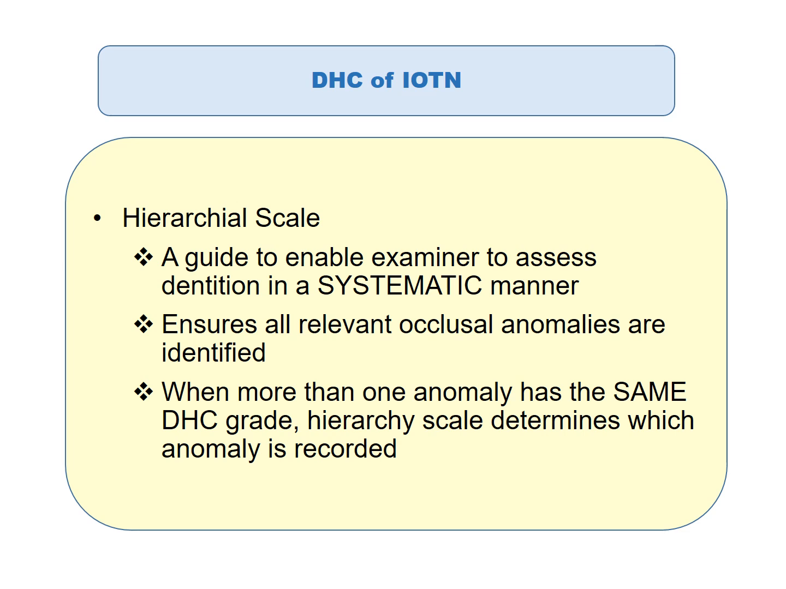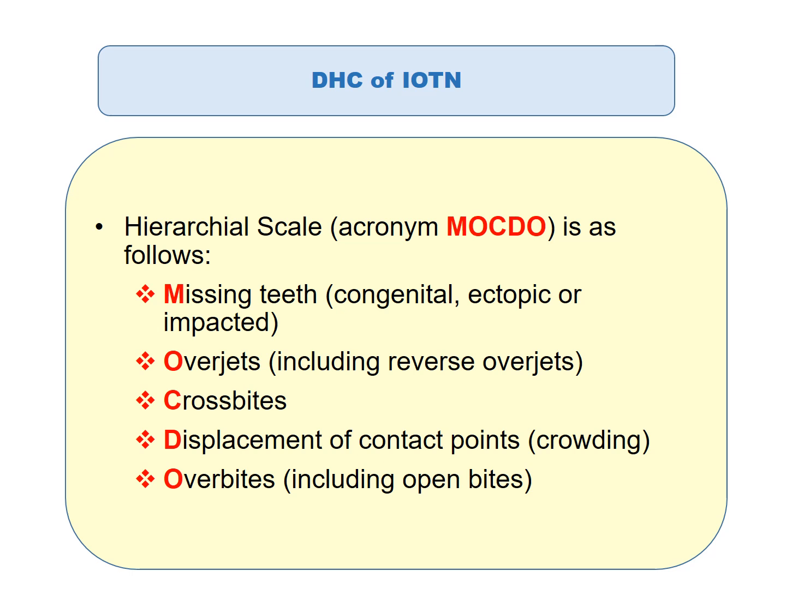Now, for the dental health component, there's a hierarchical scale. The hierarchical scale is a guide to enable the examiner to assess the dentition in a systematic manner, ensuring that all relevant occlusal anomalies are identified. When more than one anomaly has the same DHC grade, the hierarchical scale determines which anomaly is recorded. The hierarchical scale is known by its acronym MOGDO, which stands for missing teeth, overjets, crossbites, displacement of contact points, and overbites.